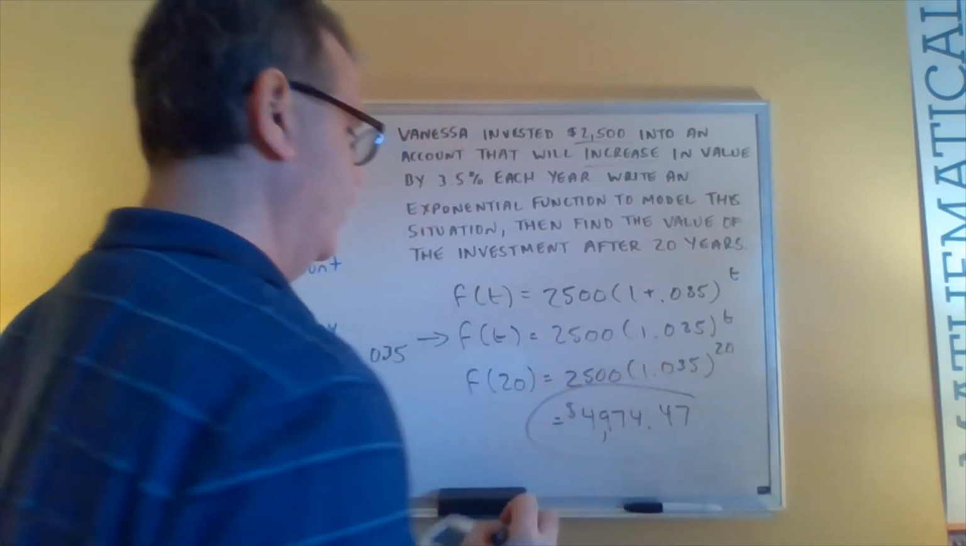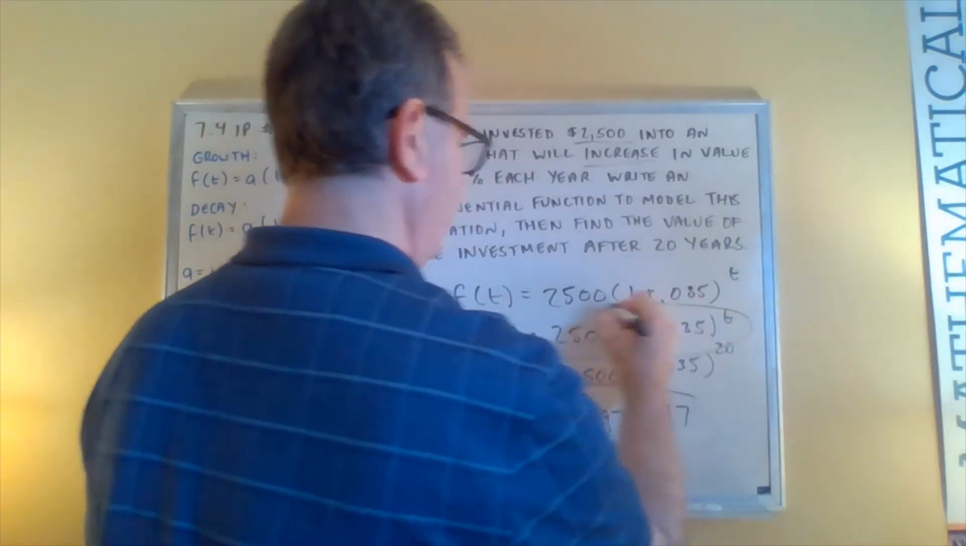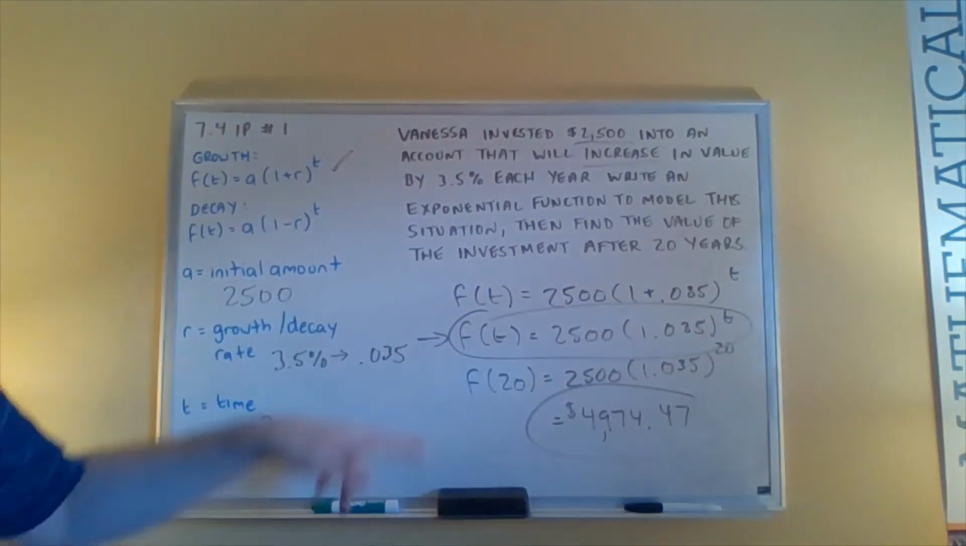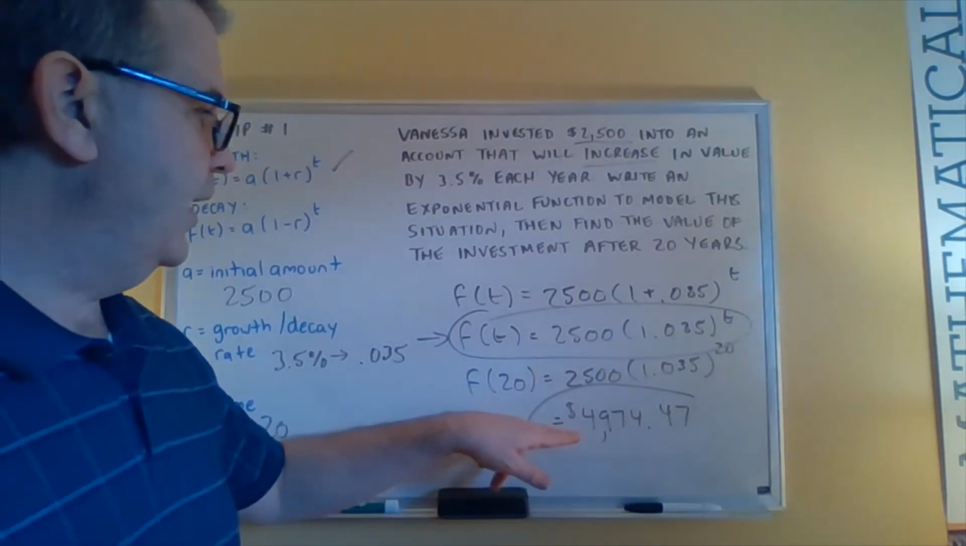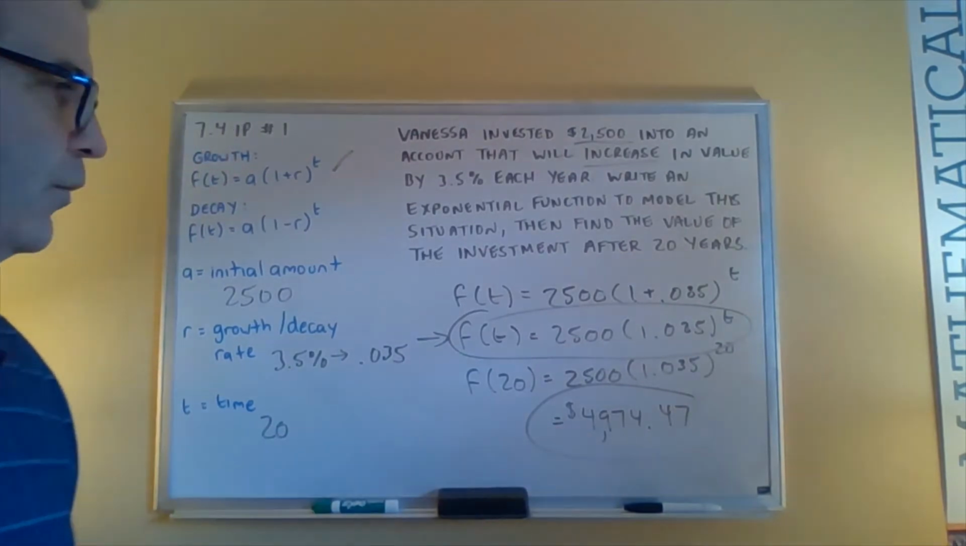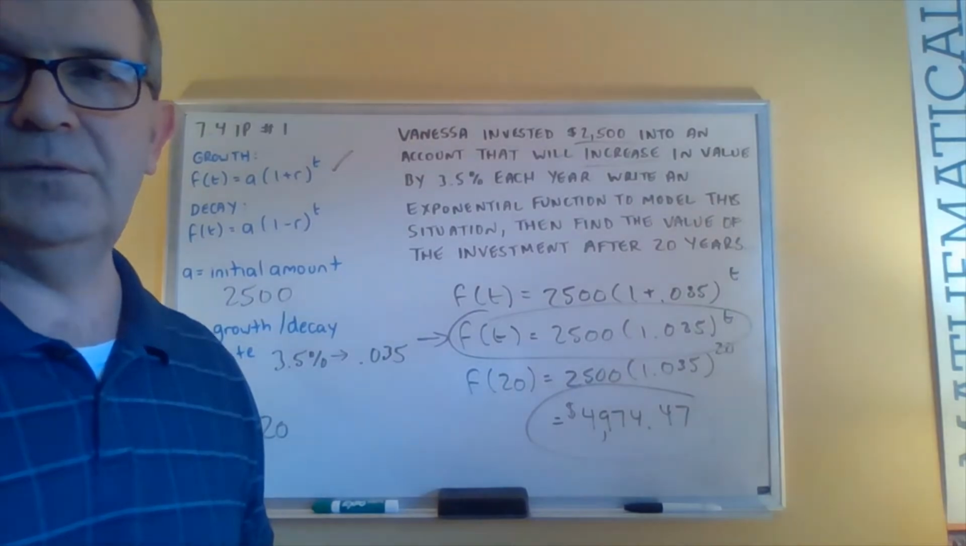So that's our answer to part 2. Part 1 is right there. Our model function, f of t equals 2,500 times 1.035 to the t power. And after 20 years, our investment will be worth $4,974.47.